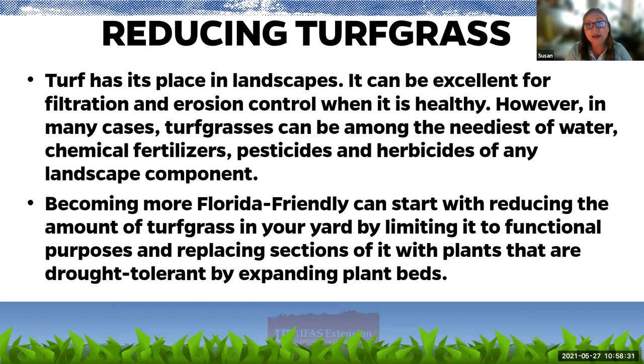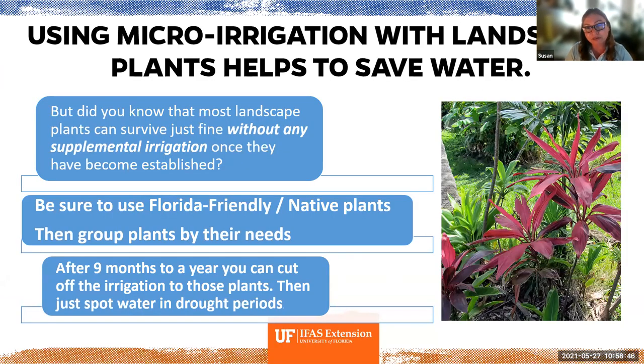So becoming more Florida friendly can start with reducing the amount of turf grass that you use in your yard by limiting it just to functional purposes and replacing sections of it with plants that are drought tolerant, and by expanding your plant beds of these drought tolerant plants outward. And using micro irrigation for your plants, making sure that you have separate zones for your landscape plants that are hooked up to micro irrigation, can help save a lot of water.